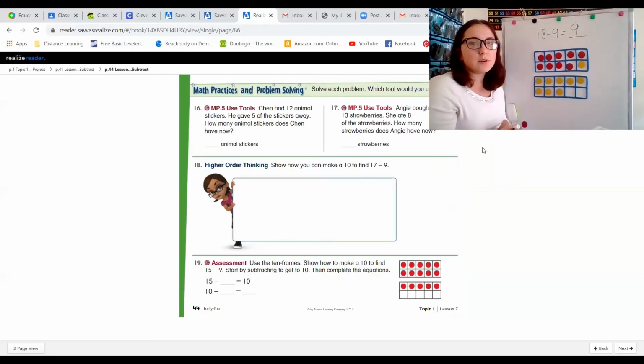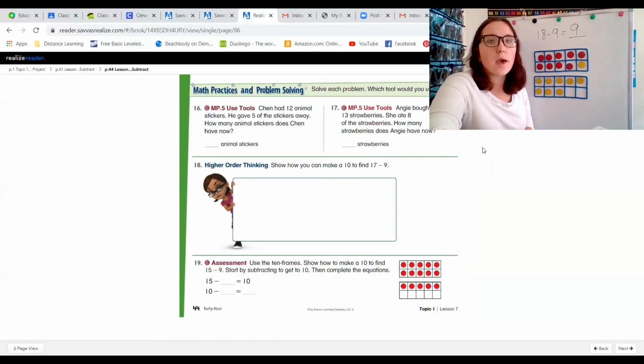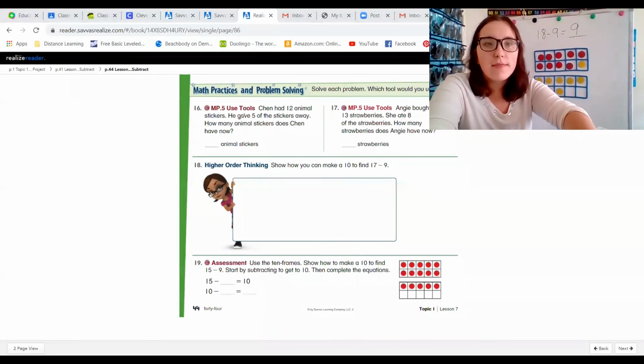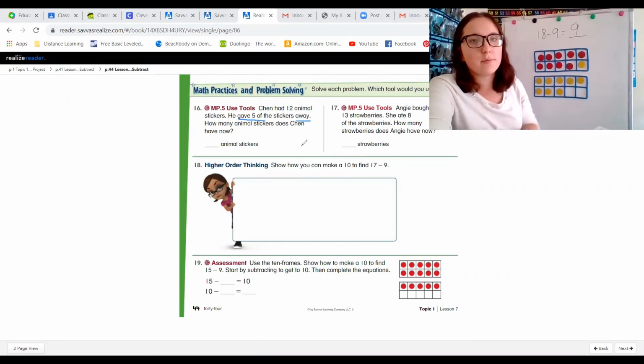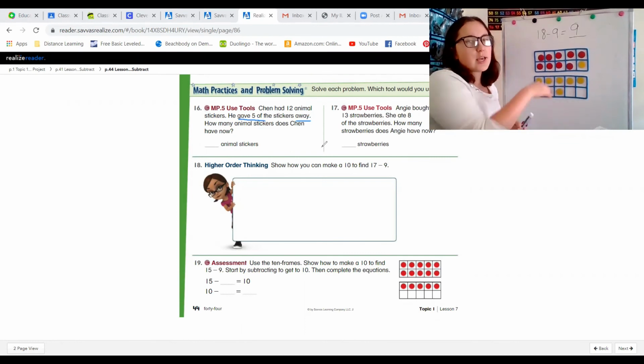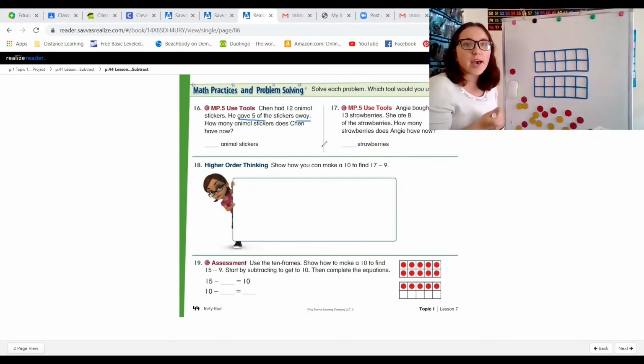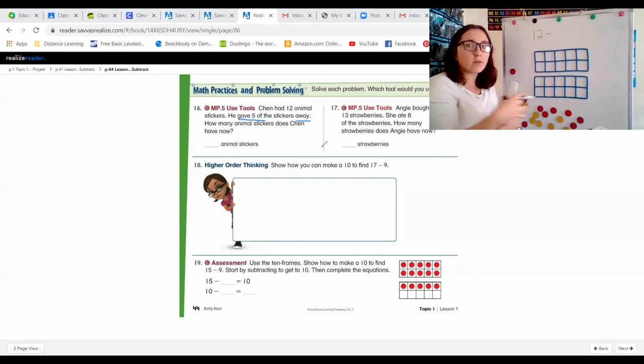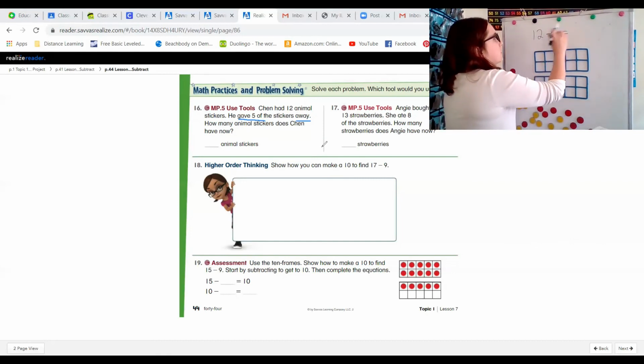Okay, we're going to do number 16 together. It says, Chen had 12 animal stickers. He gave 5 of the stickers away. So remember, whenever you see that somebody's giving something away, that means that we're going to be subtracting. So they gave 5 away. How many animal stickers does Chen have now? So I can see that he started with 12 stickers, and then he gave away, he got rid of, so subtraction, 5 stickers. We want to find out how many he has left.